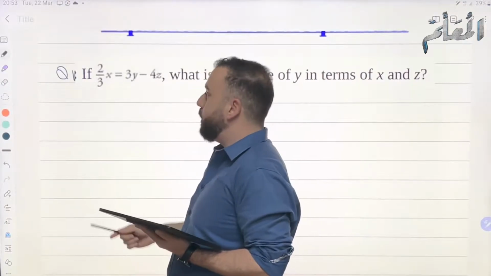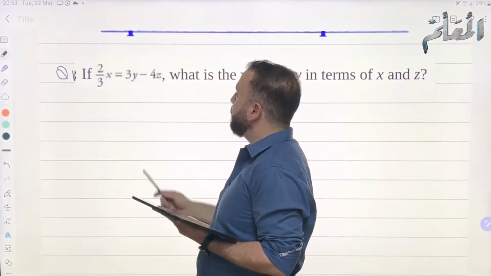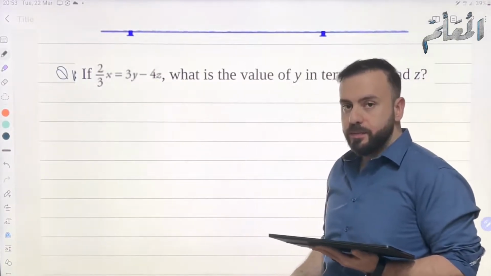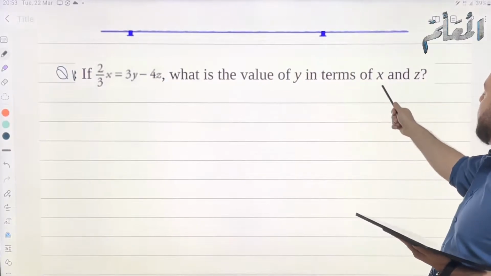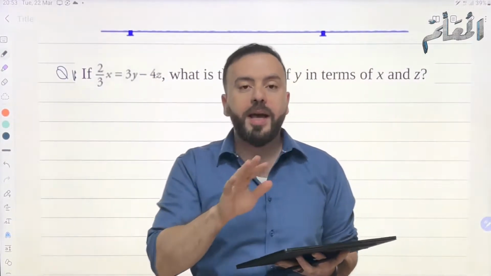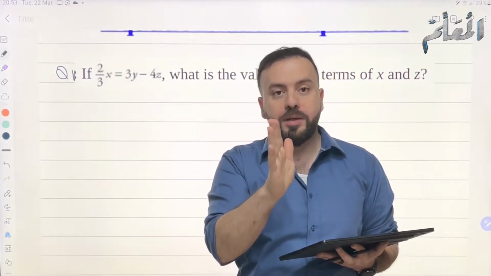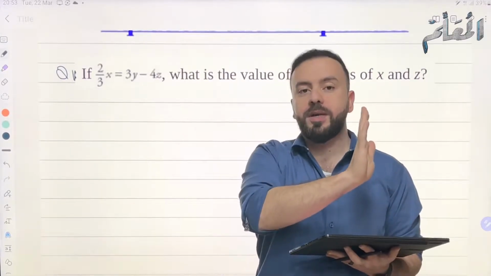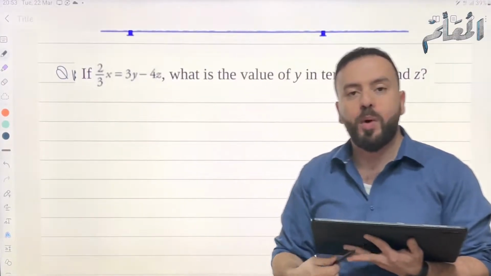The question is telling us that 2 over 3x is equal to 3y minus 4z. What is the value of y in terms of x and z? The question is actually asking to put y as a subject. So you need to put y as the subject on the left hand side and the rest of the variables on the right hand side. So let's check the steps one by one.